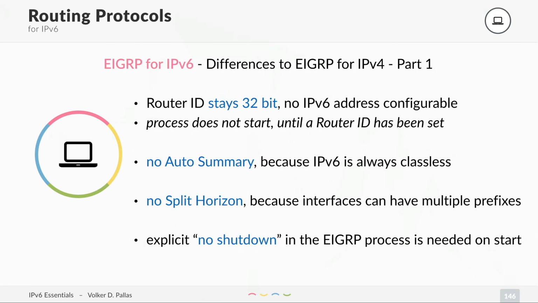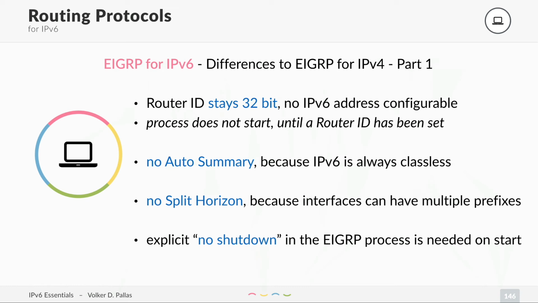There are some differences like in OSPF. The router ID also stays 32 bits, so you cannot set an IPv6 address as router ID. There is no auto summary anymore, because IPv6 is always classless. Remember, auto summary was used to summarize at the classful boundary, but we don't have classful addresses anymore.